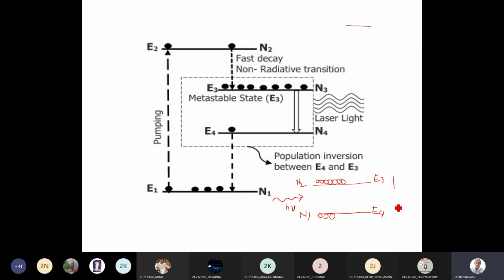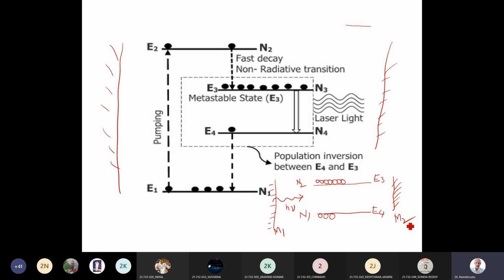The entire medium will be kept between 2 mirrors, which we call the resonating column. I keep a mirror here as M1 and another mirror here as M2. Then this photon moves and stimulates another atom to come down. The original photon which I have given moves like this, and the atom comes down and releases an energy equal to h nu.